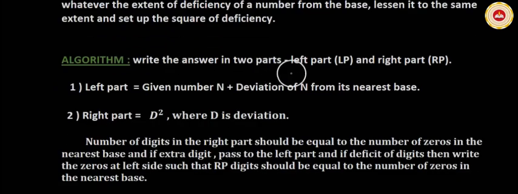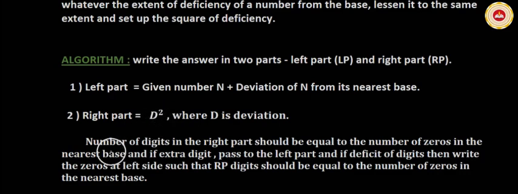Write the answer in two parts, left part and right part. Step number 1, what is the left part? Let us denote the given number by n. Left part is the given number n plus the deviation of n from its nearest base, right? Second step, what is the right part? Right part is the square of deviation. Deviation is denoted by d. Square the deviation and write it in the right part.